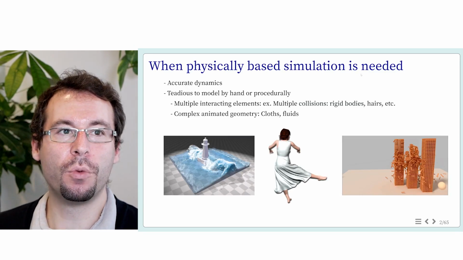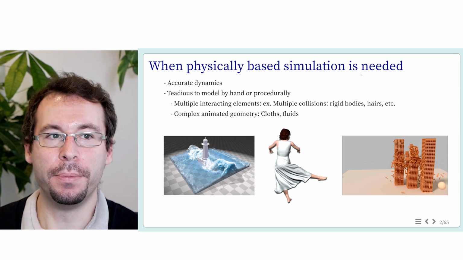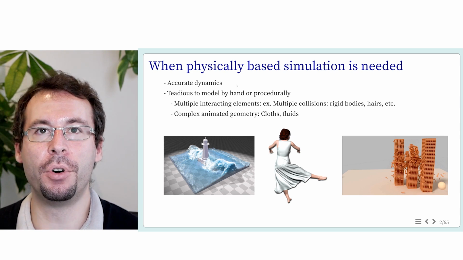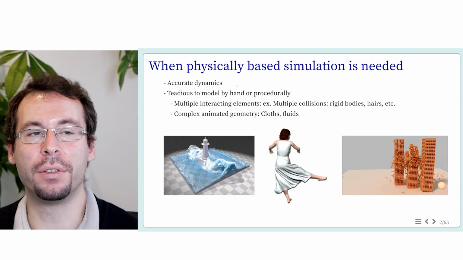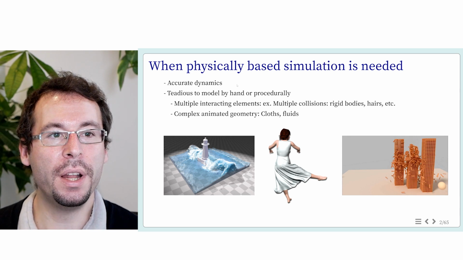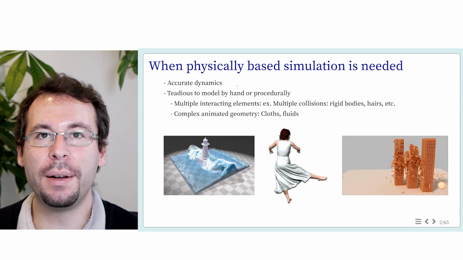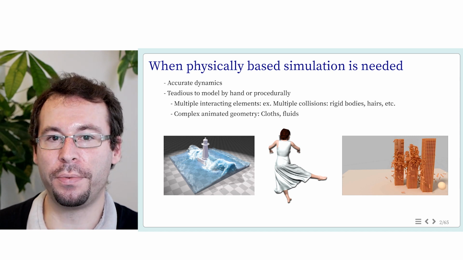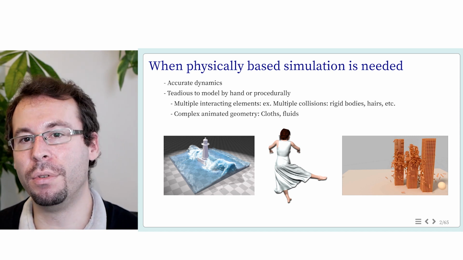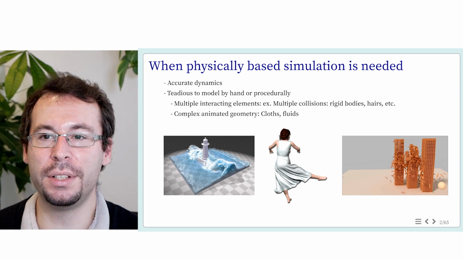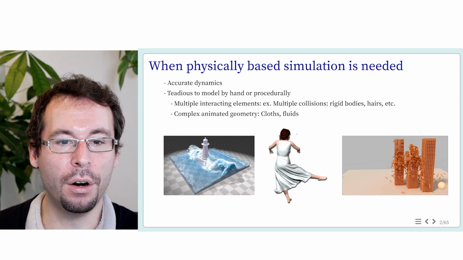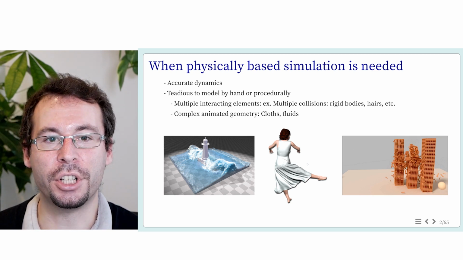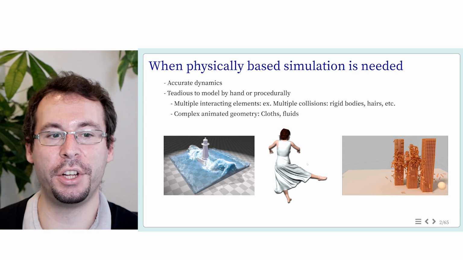So we can wonder when we should use physically based simulation. Typically when we want accurate dynamics of motion, typically taking into account some inertia, or when the model is too tedious to model by hand or using procedures, typically when we've got lots of elements interacting together with collisions like rigid bodies, hairs, and things like that, or when we've got a complex geometry to animate, such as cloth simulation, fluid simulation, and things like that.